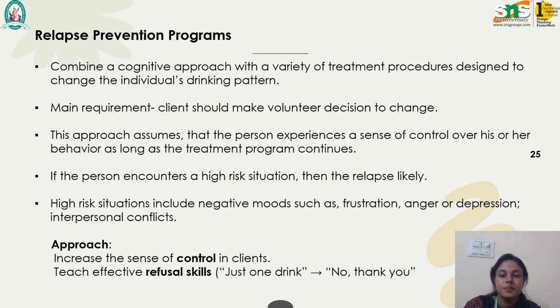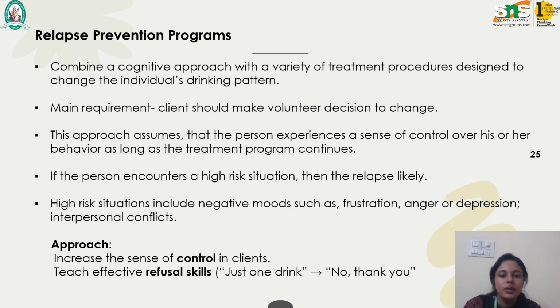The next one is the relapse prevention program. It combines a cognitive approach with a variety of treatment procedures designed to change the individual's drinking pattern. The main requirement is that clients should make a voluntary decision to change, because we can't force anyone to change their habits, right? The first important thing for therapy is that the client should make a voluntary decision to change those habits. Then only will the therapy work.